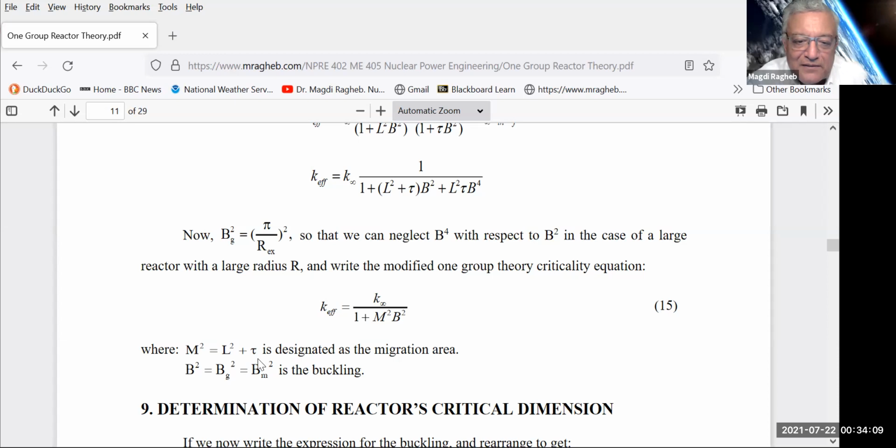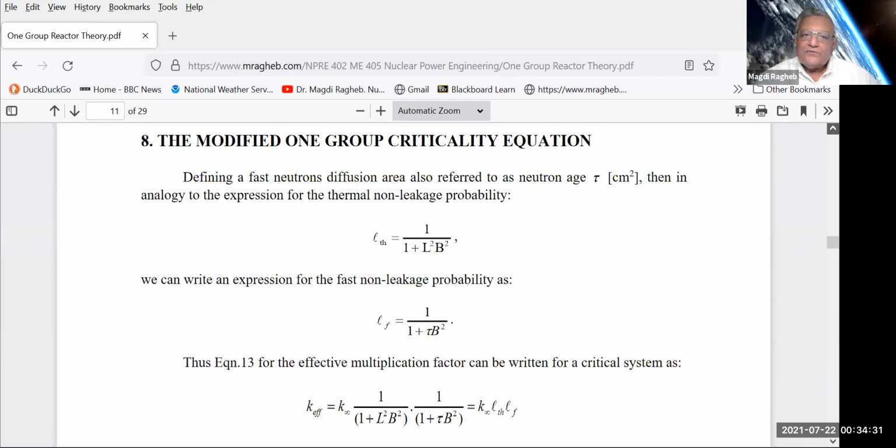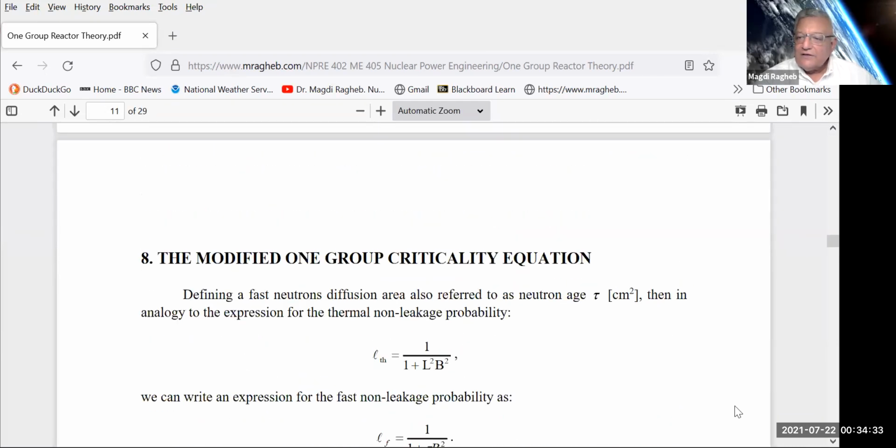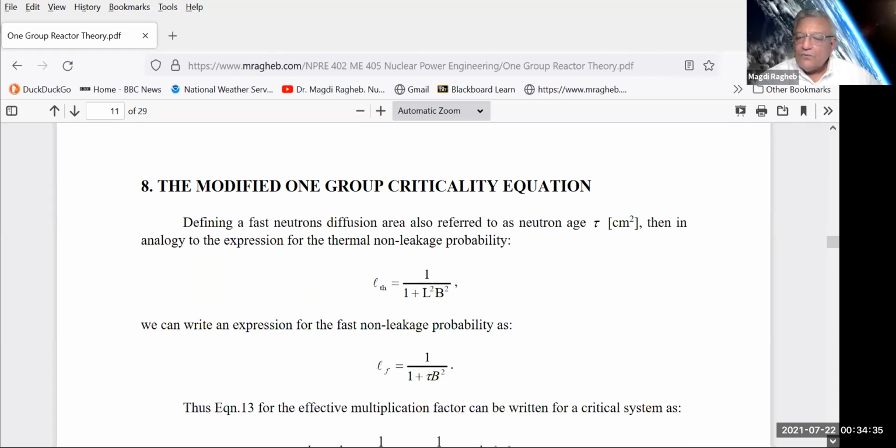Fermi age has dimensions of centimeter squared, and that M squared represents the square of the distance traveled by the neutrons being born in fission, then leaking from the reactor at thermal energies as well as fast neutrons. So that's what's called the modified two-group theory for criticality conditions. Wow, wonderful.